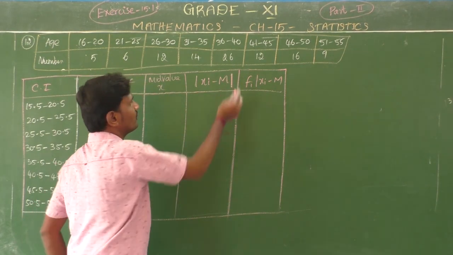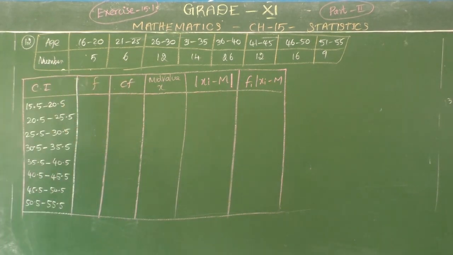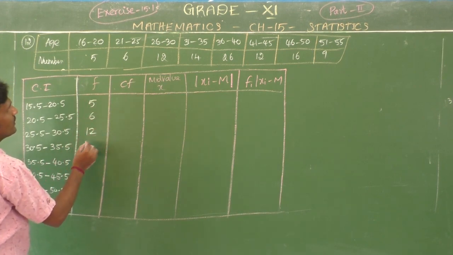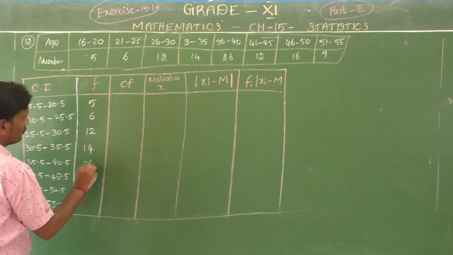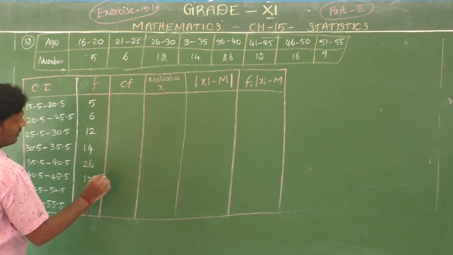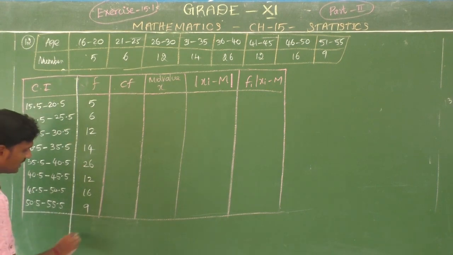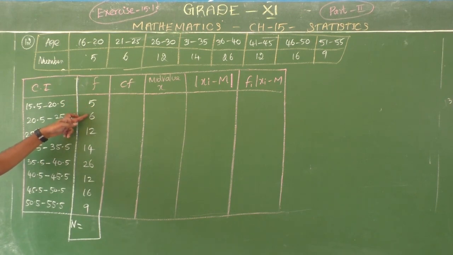After the absolute value, we want to multiply by the frequencies. So what are the frequencies? 5, 6, 12, 14, 26, 12, 16 and 9. Here itself I am going to add, so definitely it will come to 100 only. 5 plus 6 is 11, 13, 23, 33, 37, 43, 63, 65, 75, 85, 91, 100. That's all, 100.